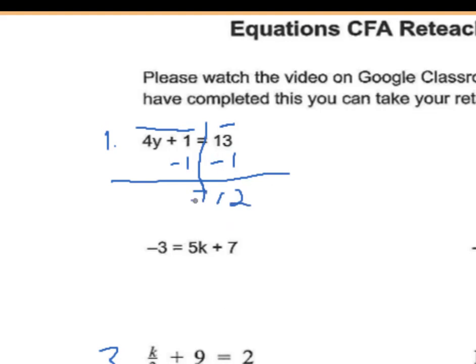I'm going to bring down my equal signs. And then this went away. And then I still have my 4y. Sticking with the same thing, the inverse operation. 4y means multiply. When I have a number next to a letter, that means to multiply. So for my operation, I have to do the opposite to undo it. So I have to divide by 4. Okay? So this goes away, which gives me just a y. And then 12 divided by 4 is 3. So y equals 3, and that solves that one.